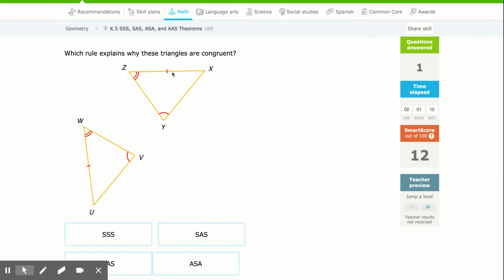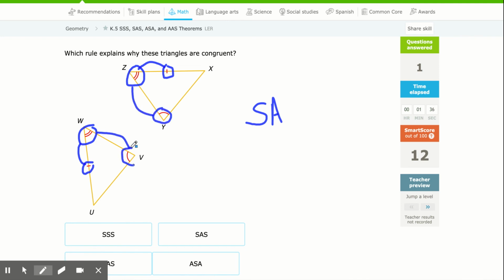So again, all I'm going to do is start with the side. I don't know why I always start with sides, but I like sides. Then I'm going to go to the closest next marked side or angle. So I go to the next closest double marked angle, so then I have an angle. And then I go to the next closest one that's marked, which is an angle, and so I have side, angle, angle.